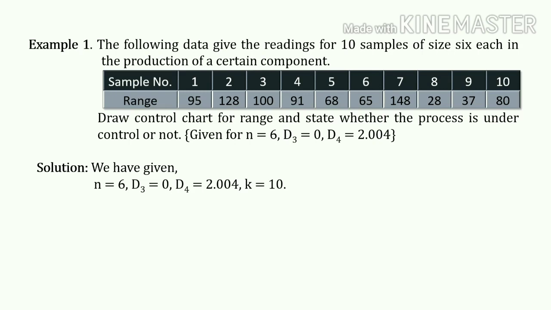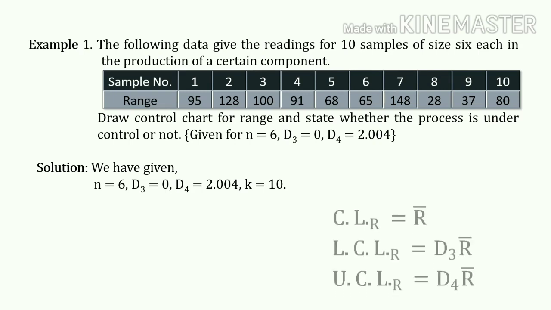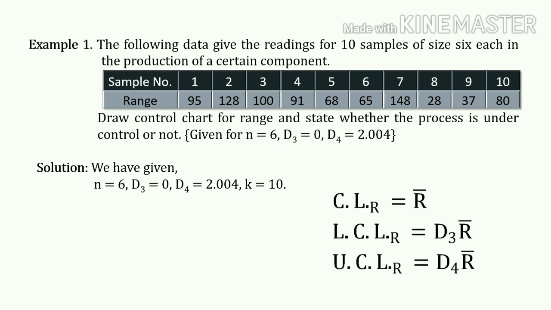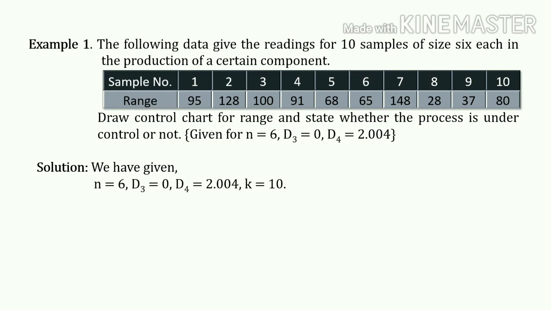Solution, we have given n is 6, D3 is 0, D4 is 2.004 and there are k is equal to 10 samples. To prepare range chart, we should know the limits. The central limit is R bar, lower control limit is D3 R bar and upper control limit for R chart is D4 R bar. D3 and D4 are already given in the example, so we have to compute R bar.